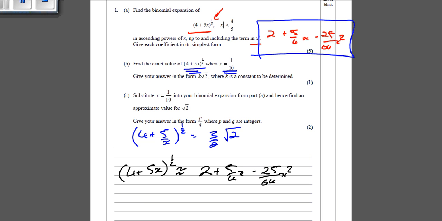So if I substitute 1/10 into this, I'm roughly going to get the same if I substitute 1/10 into this. But what they're saying is for part C, they want you to substitute 1/10 into your expansion and then find out what root 2 is. But we know that if we substitute 1/10 into this, we get 3 over 2 root 2. So anyway, let's get 1 mark by substituting 1/10 into this thing here.